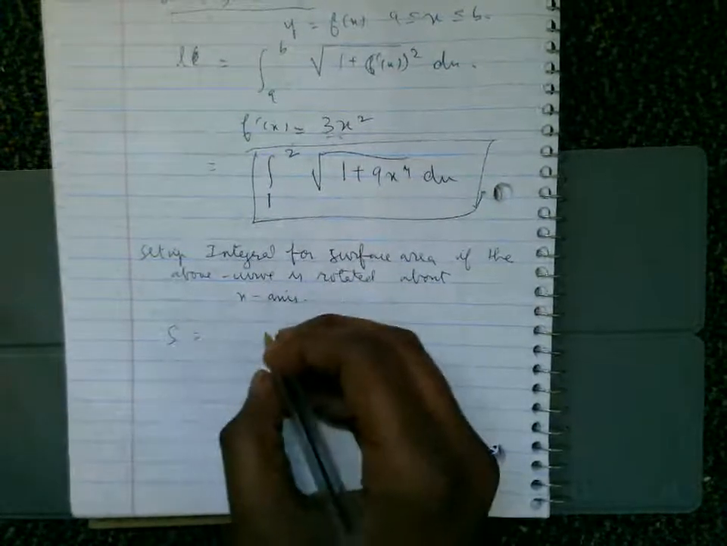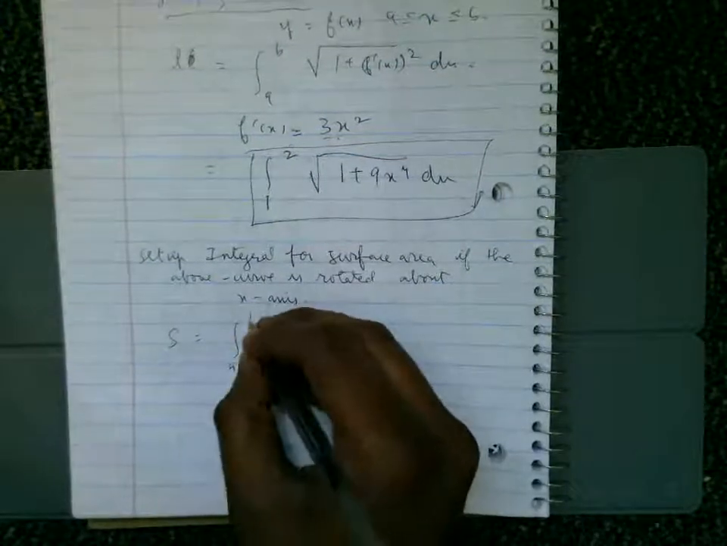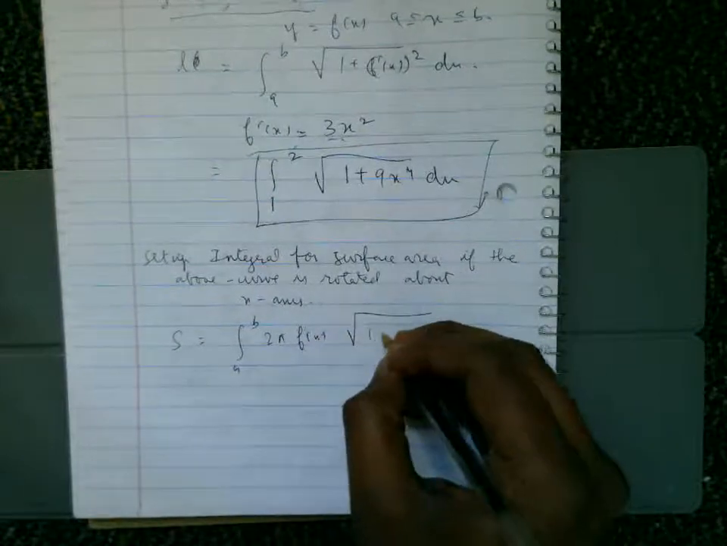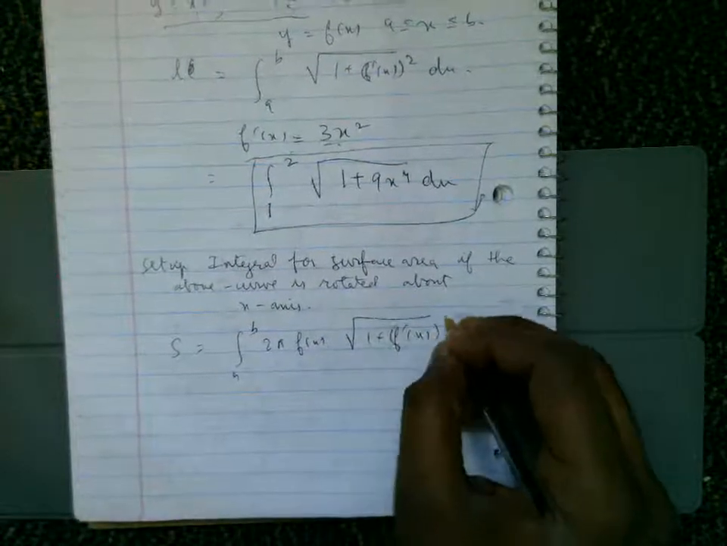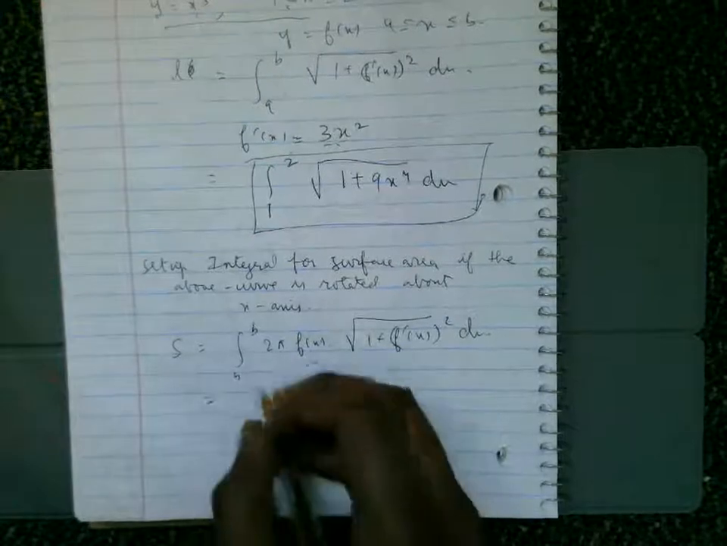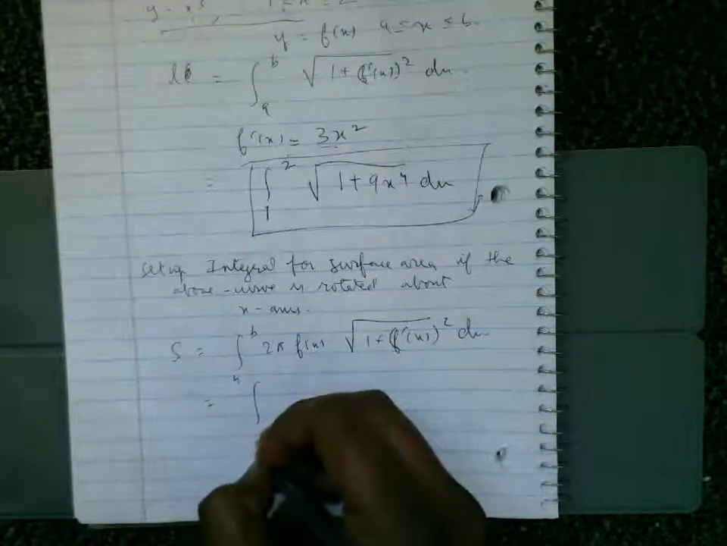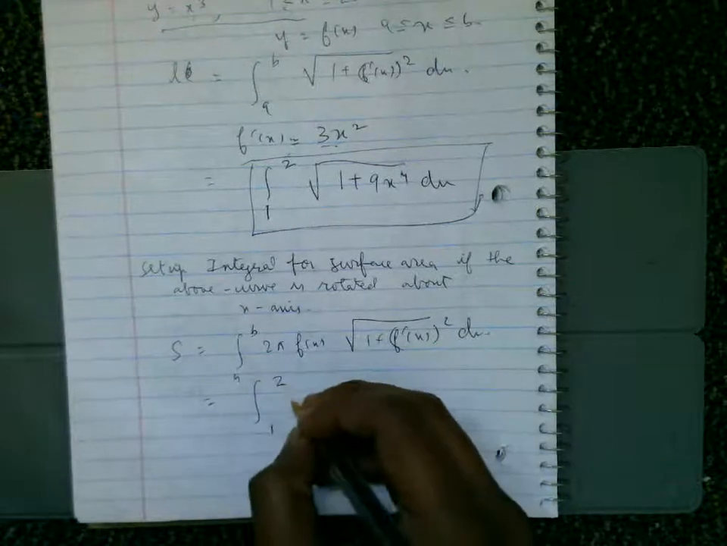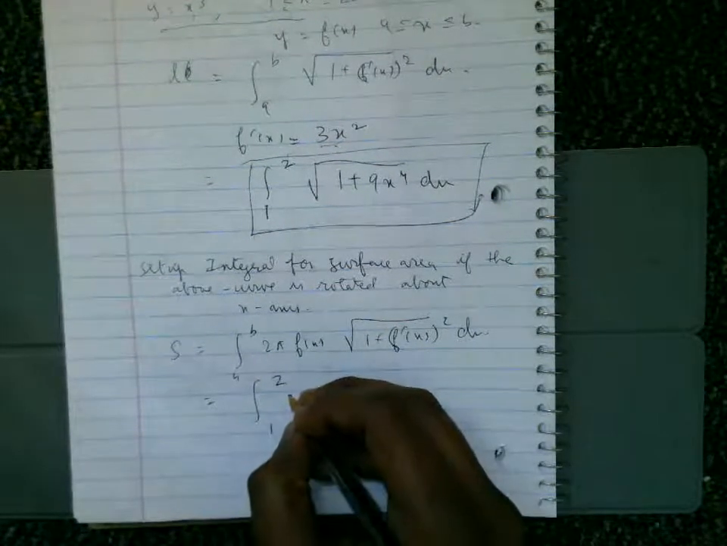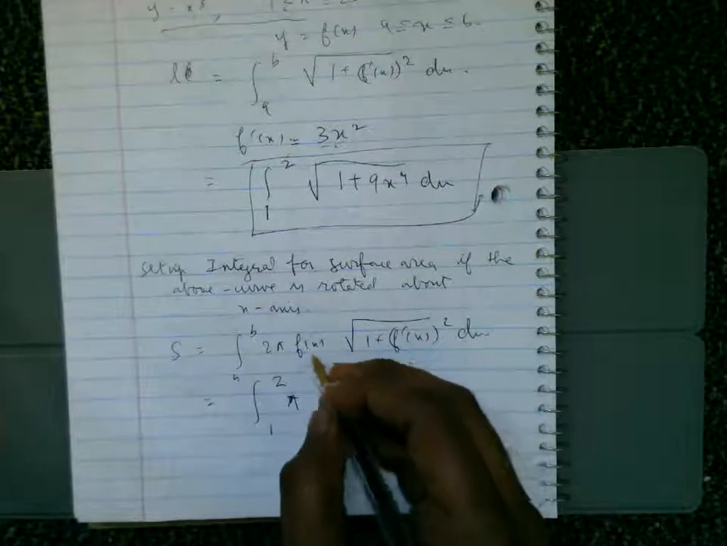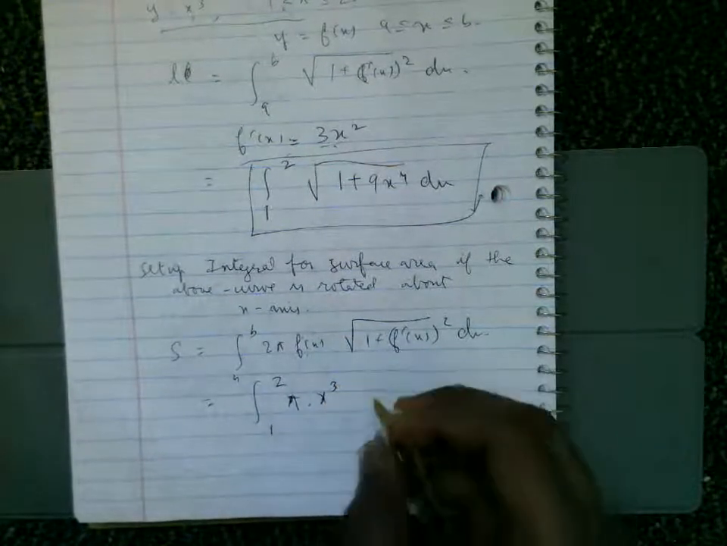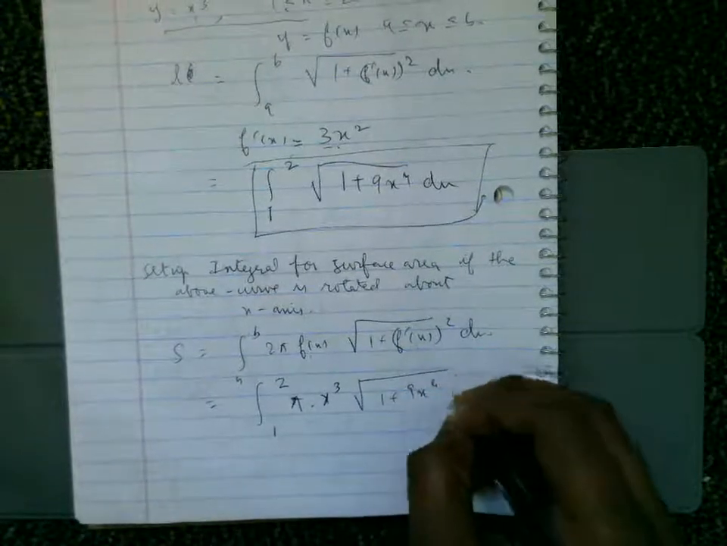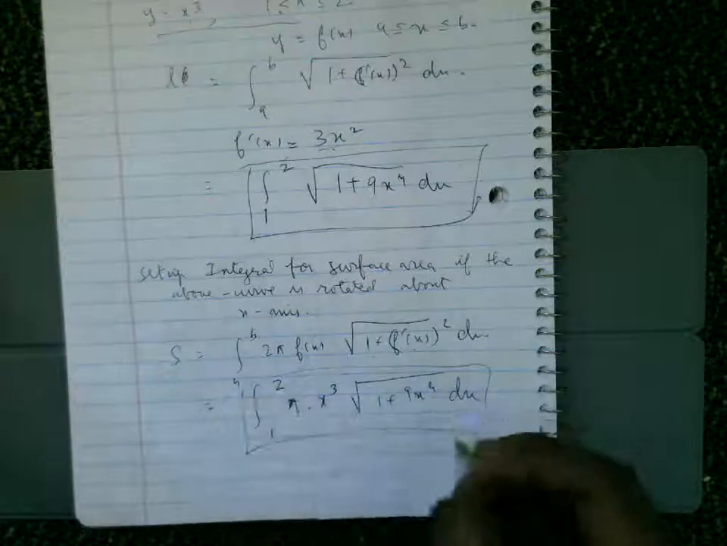Also, the formula for the surface area is the integral of 2 pi f of x times the square root of 1 plus f prime of x whole squared dx. So this can be written as the integral from 1 to 2 of 2 pi times f of x, which is x cubed, and this is the square root of 1 plus 9x to the 4, dx. So this is our final answer.